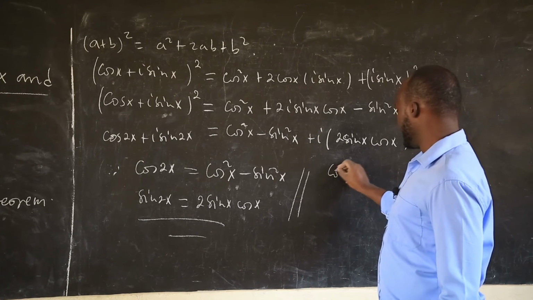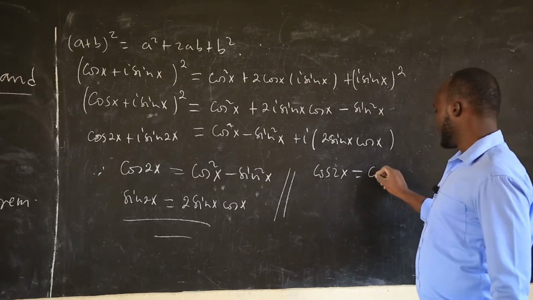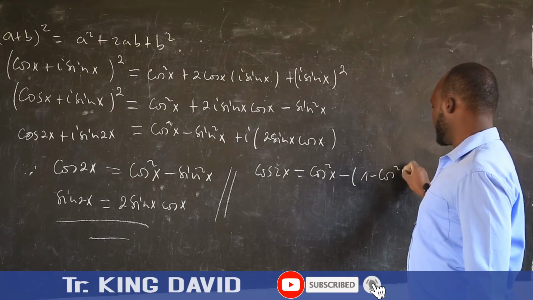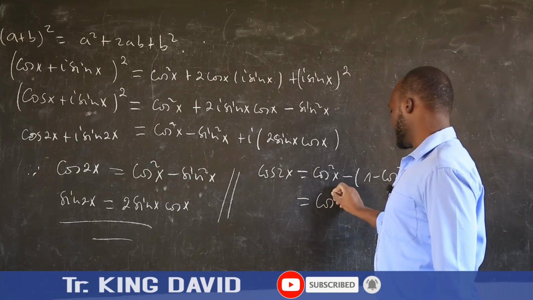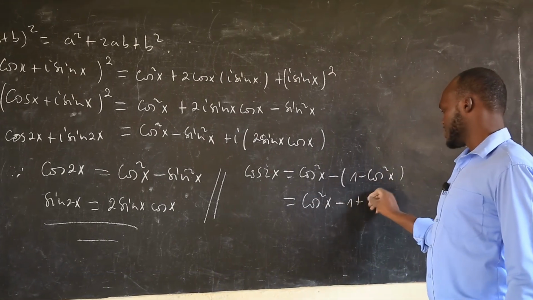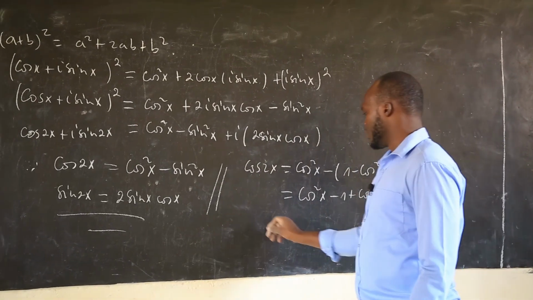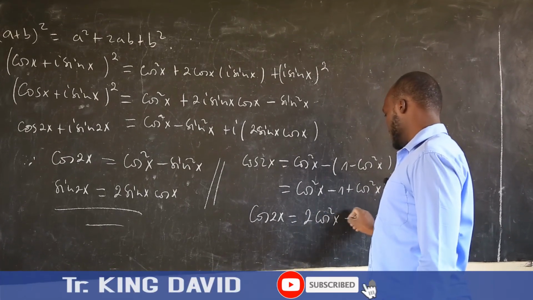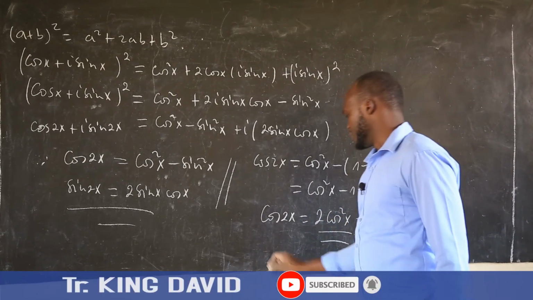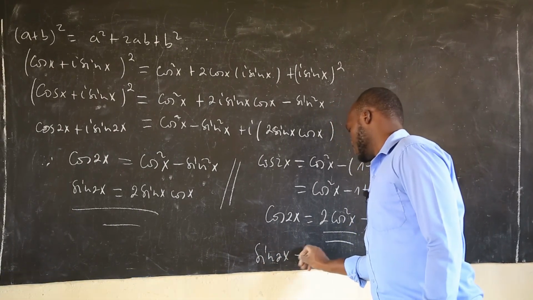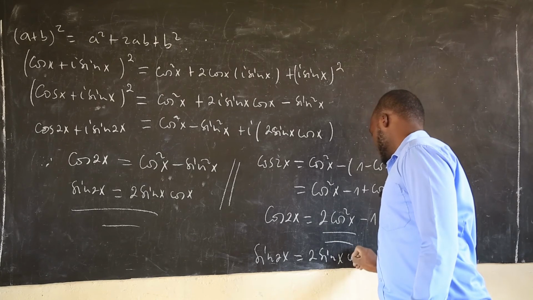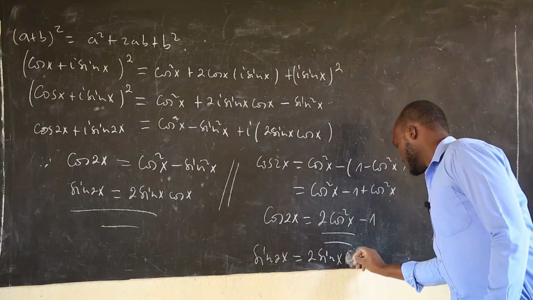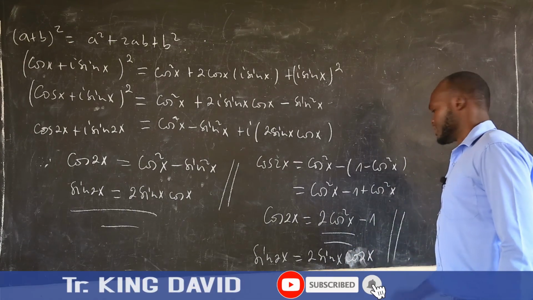We can say cos 2x equals cos squared x minus sin squared x, and you know that sin squared is 1 minus cos squared. So it is cos squared x minus 1 plus cos squared x. Therefore, cos 2x equals 2 cos squared x minus 1, with sin 2x equal to 2 sin x cos x. So this is the answer.